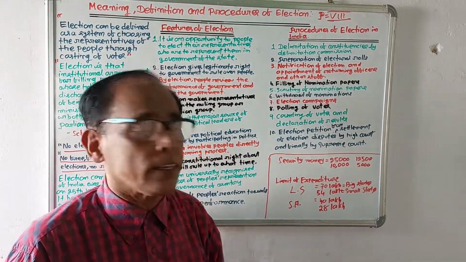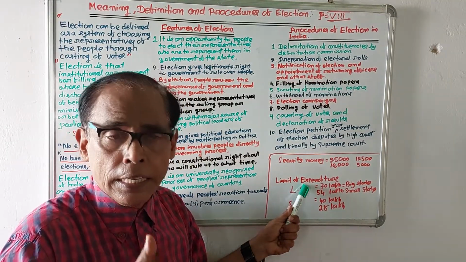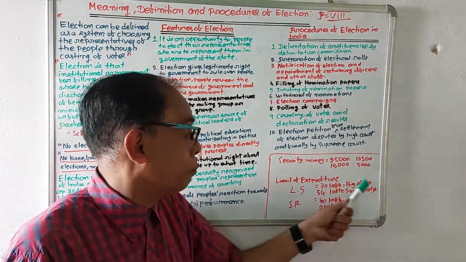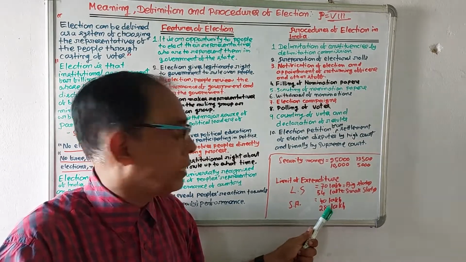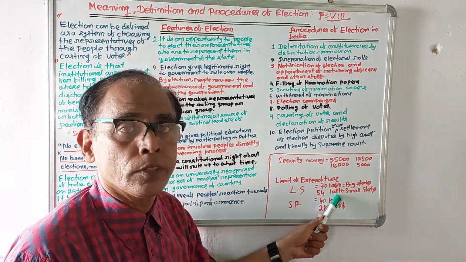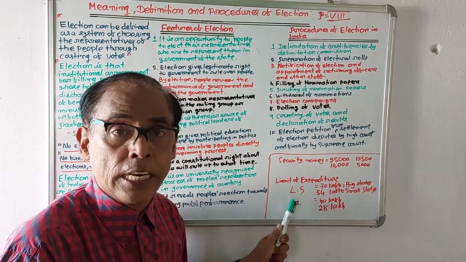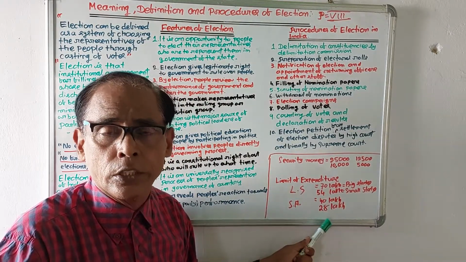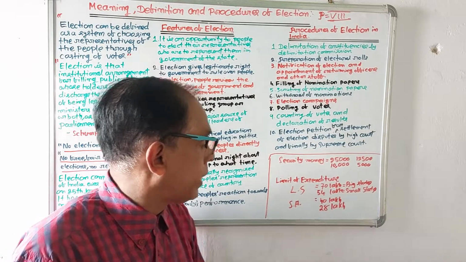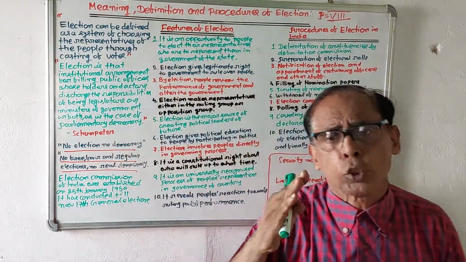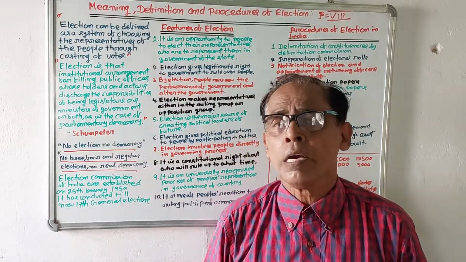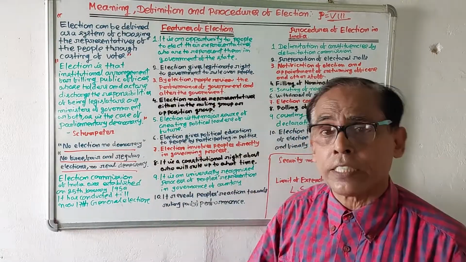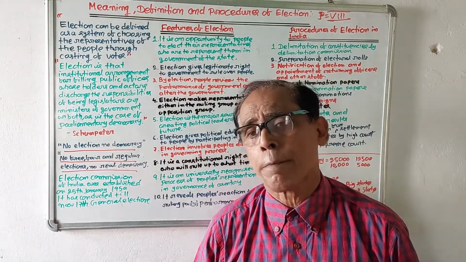And another important thing I have forgotten: for Lok Sabha, a candidate can spend up to 70 lakhs in big states, and in small states a candidate can spend 50 lakhs. In a state legislative election, in a larger state a candidate can spend 40 lakhs. In small states a candidate can spend 20 lakhs. So in this video, which is very useful for the students of the 4th semester, we have discussed what an election is, how it is important for democracy. We have discussed 10 features of election and 10 procedures of election in India.